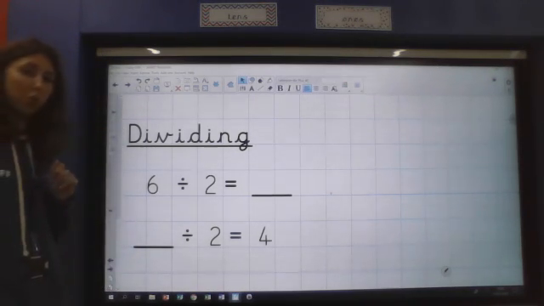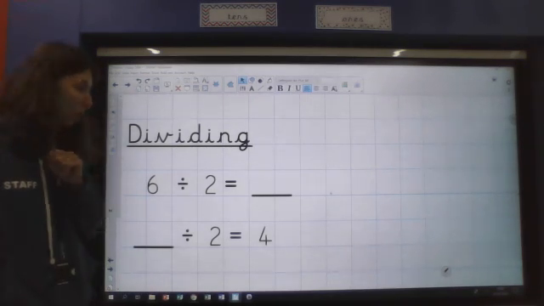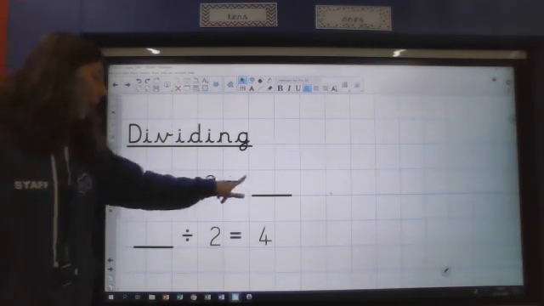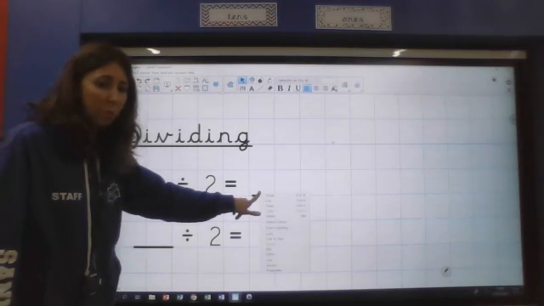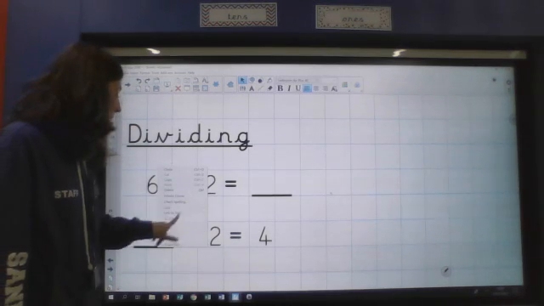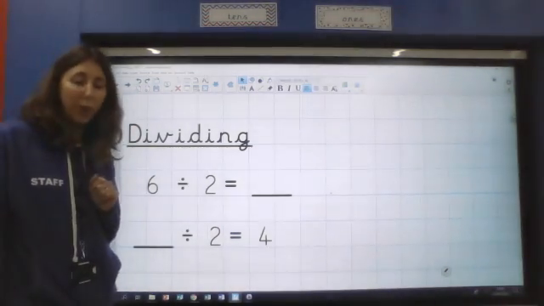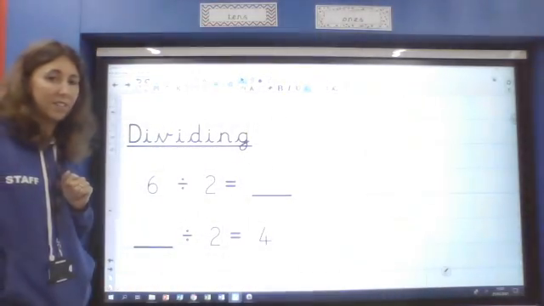Now we're thinking about two different kinds of missing number questions together. So give the video a pause. Remember, when we need the answer, we've got to find a smaller number when we divide. When we need the first number, we've got to find the bigger number because that's what we start with. Have a go now, and we'll check our answers in a minute.